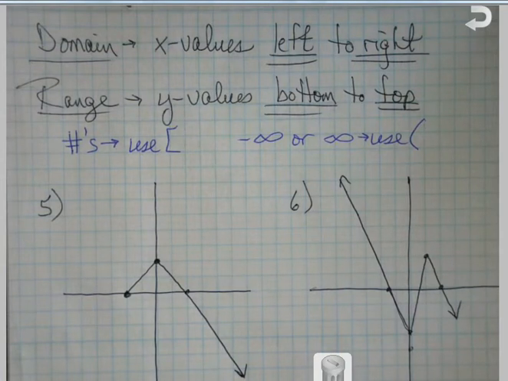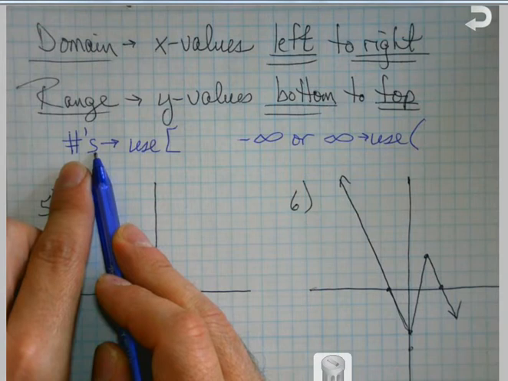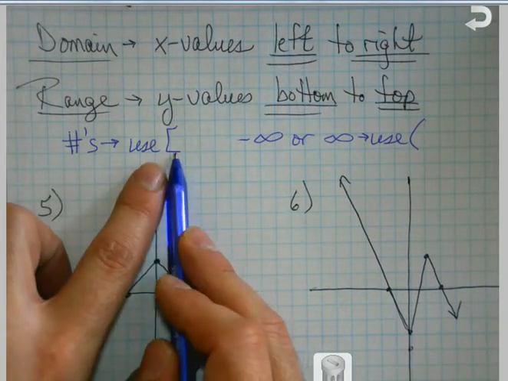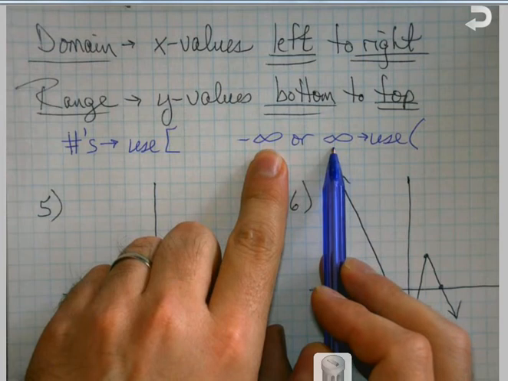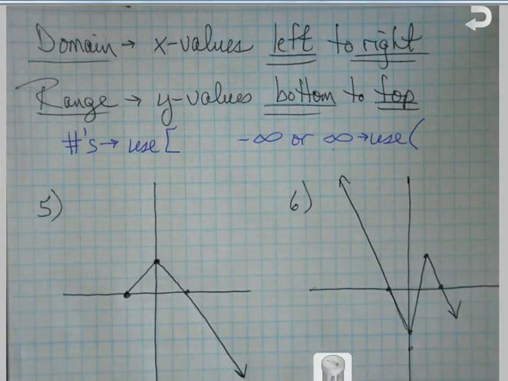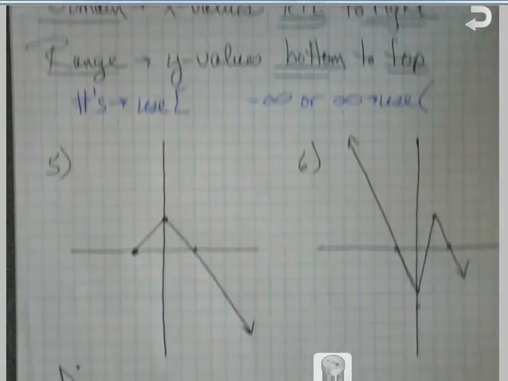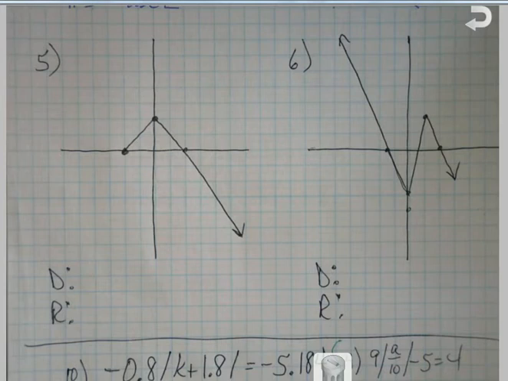Range is bottom to top, okay? It's your y values. And the other minor thing I noticed, when part of your range or domain is a number on these, you've got to use the bracket. That number's included. If it's negative infinity or infinity, you've got to use the parenthesis because, again, it goes forever. It doesn't stop, okay?